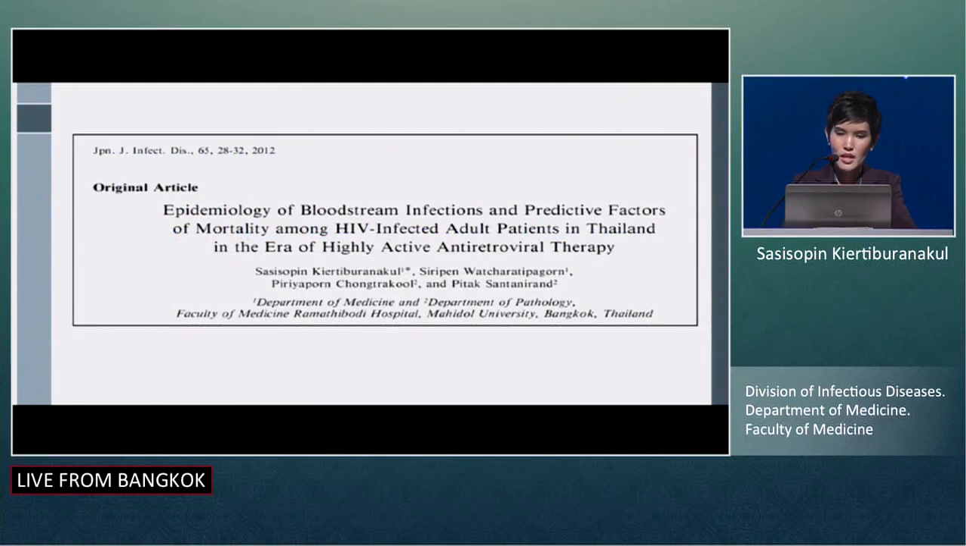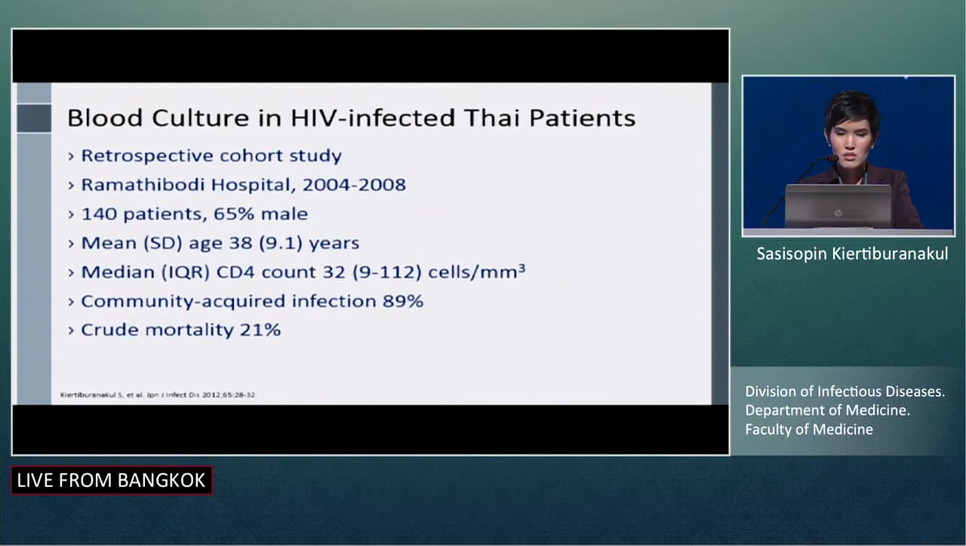This is a study that I did in my hospital. I would like to know the cause of bloodstream infection in HIV-infected patients in Thailand during the HAART era. I did a retrospective study between 2004 and 2008. We included 140 patients. The mean age is about 40, and the CD4 is very low, only 32. 90% were community-acquired infections, and the mortality rate is 21%.